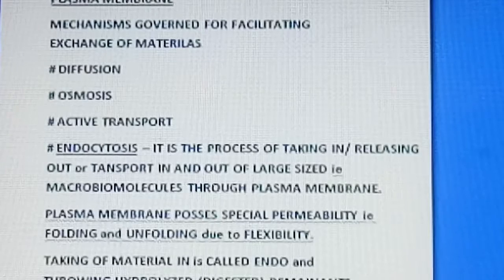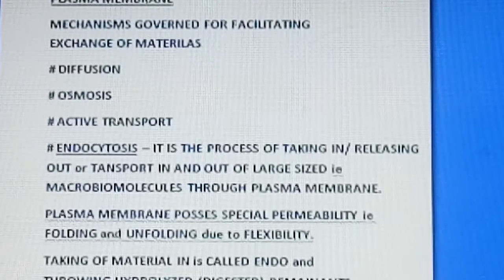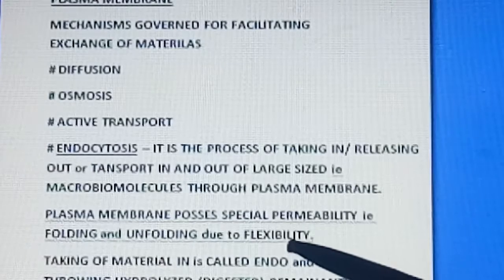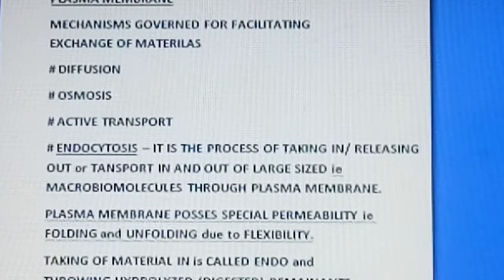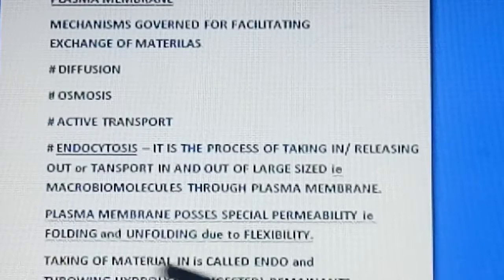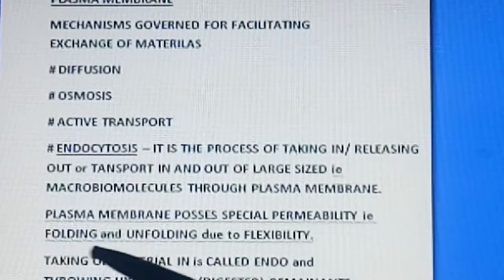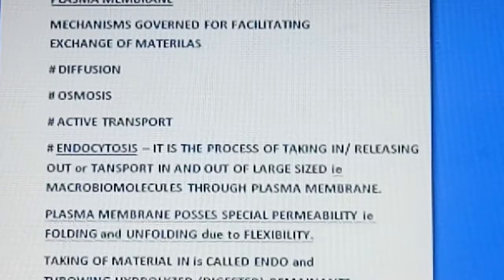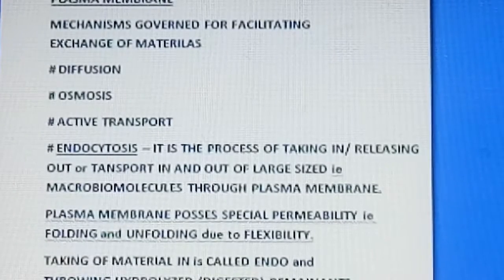Now, how has this particular endocytosis been facilitated? Because the plasma membrane has the specific capacity of flexibility, it is flexible in nature. And due to this flexibility, what is happening? The plasma membrane folds and unfolds. This is actually the mechanism. The physical mechanism that takes place is the folding and unfolding of the plasma membrane. And due to that folding and unfolding, the material enters into the cell. We shall be discussing this process in detail in the next slide.